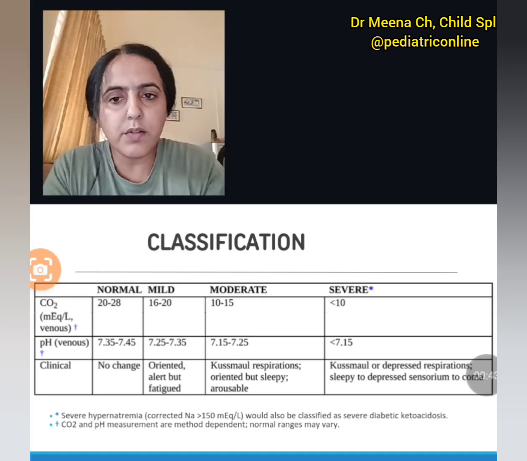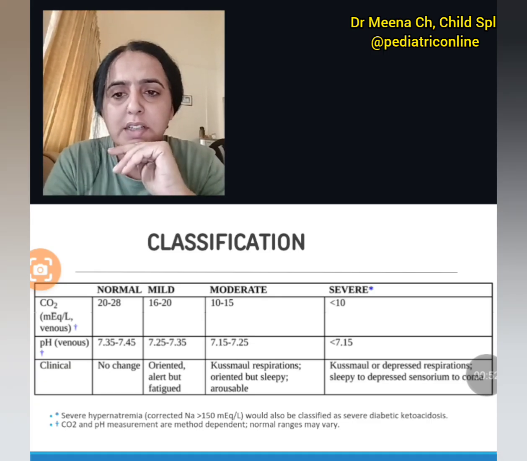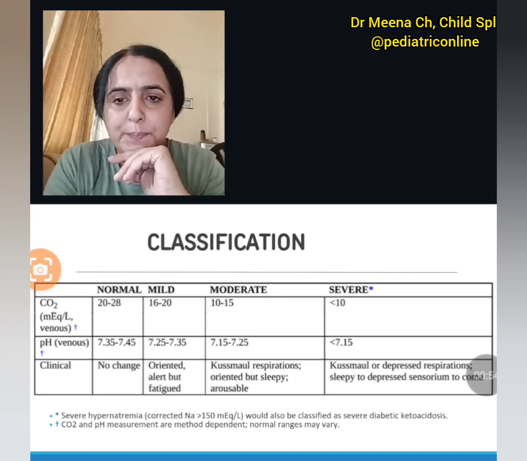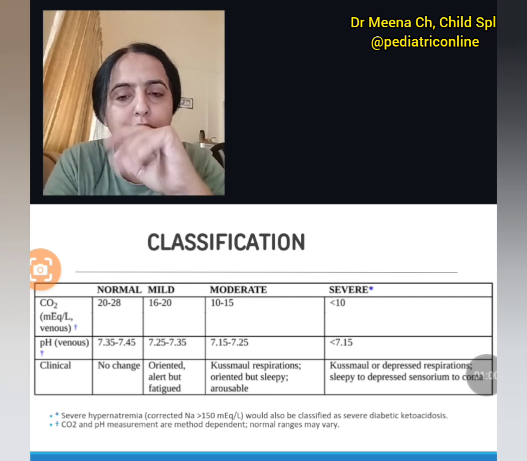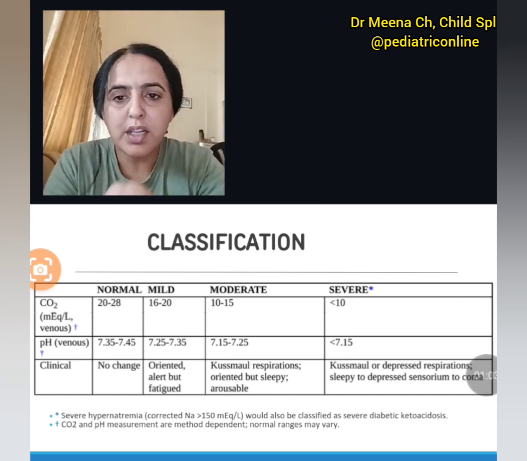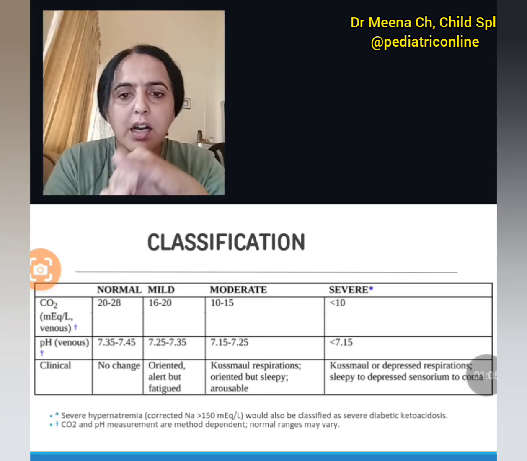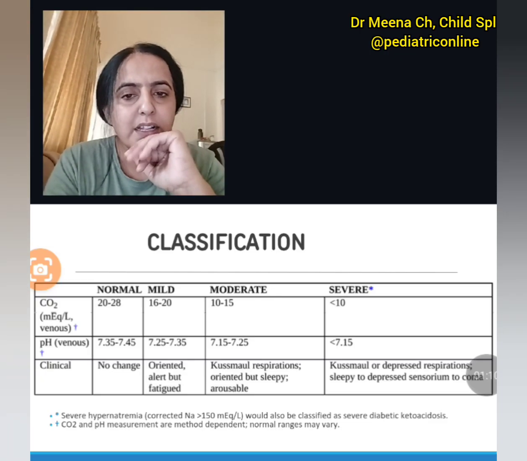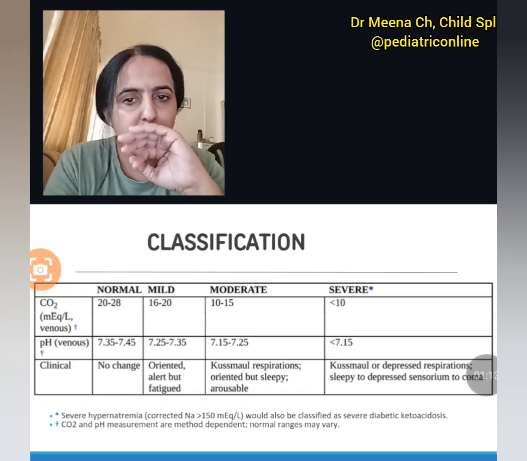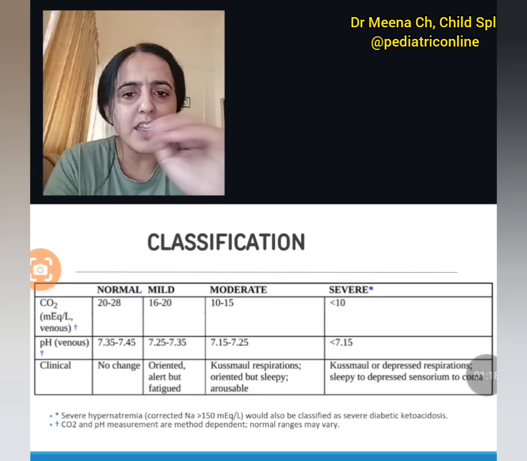What are the CO2 levels? These are not the CO2 levels, these are the bicarb levels. So what are the bicarb levels? The normal is 22 to 24. Here it is written 20 to 28. If it is less than 20, up to 16, it is mild. Then between 10 to 15, it is moderate. And anything less than 10 is your severe.